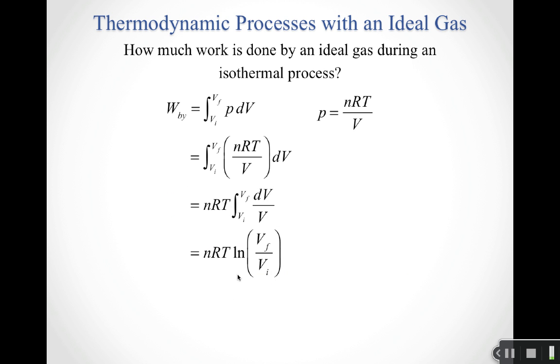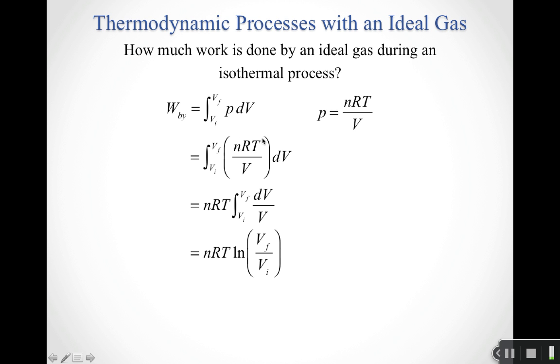So how much work is done by an ideal gas during an isothermal process? And again, this is fairly easy to calculate. We can start with our definition for the work done by the system, and it's just the integral from some initial to final volume of P times our little differential volume steps. And since we know that for an ideal gas we can write the pressure as nRT over V, we go plug that in.